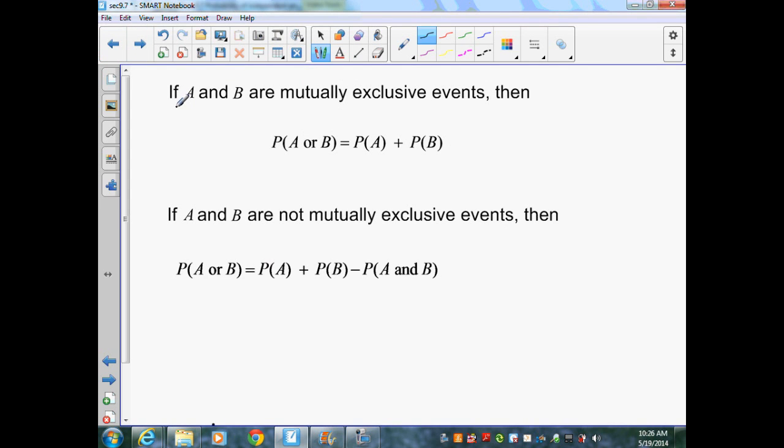If A and B are mutually exclusive events, which means that A and B can't occur at the same time, then the probability of A or B equals the probability of A plus the probability of B. If A and B are not mutually exclusive events, they can occur at the same time, then the probability of A or B equals the probability of A plus the probability of B minus the probability of A and B.